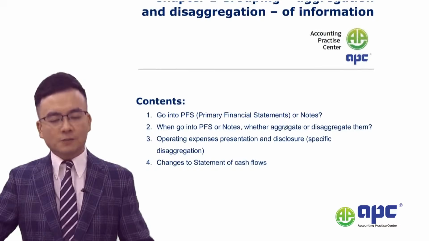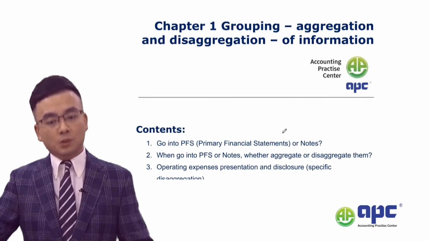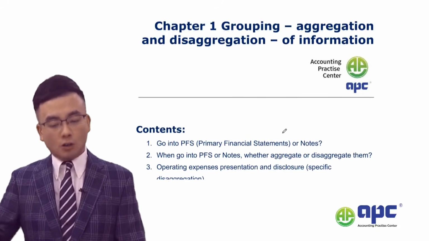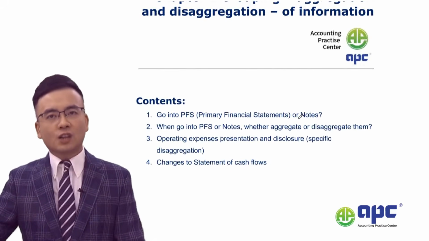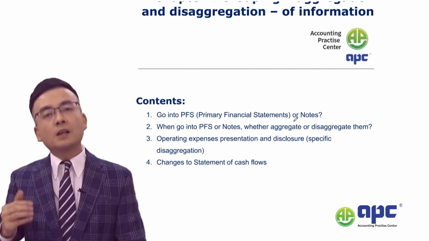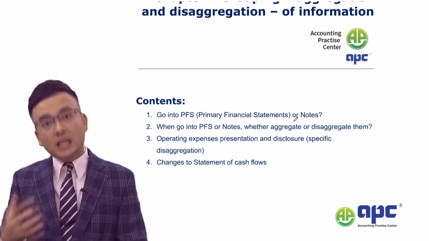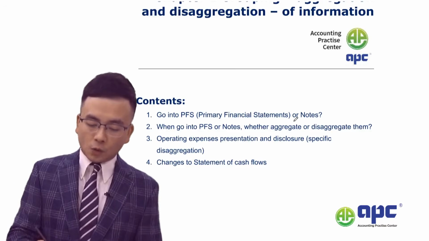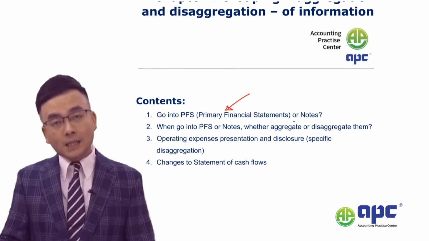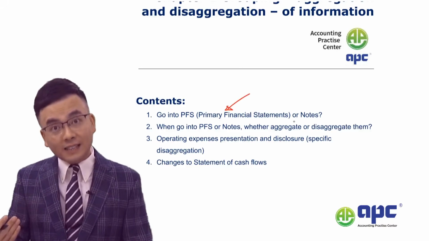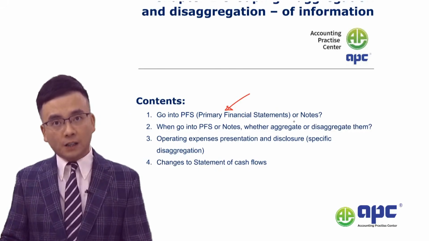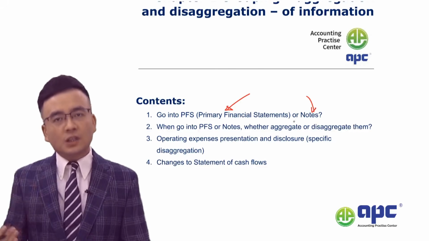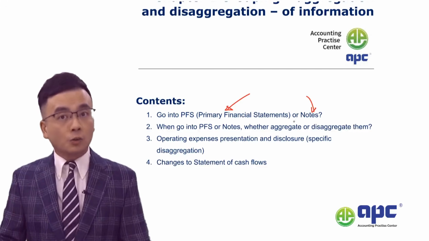First things first, let's go through chapter 1. It's all about the aggregation and disaggregation of information. In this chapter, we will be answering 4 particularly important questions. Firstly, as I said, whether or not the transaction would be presented onto the face of the financial statement, or alternatively simply disclosed in the disclosure note.